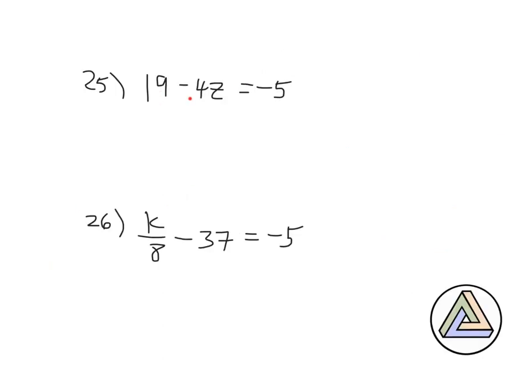All right, so we have 19 minus 4z equals negative 5. We want to at least get this negative 4z by itself because we're looking for z. So we got to get rid of this 19, which means we have to subtract 19 from both sides. And that would cancel. Then we're left with negative 4z equals negative 5 minus 19.